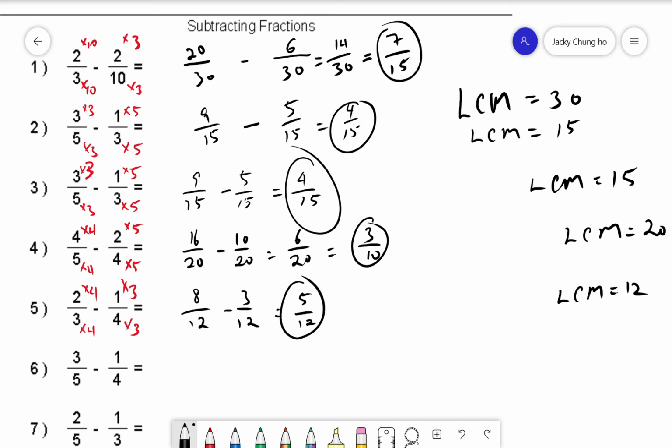Number 6, I have 3 over 5 minus 1/4, so the LCM will be 20. That means 5 has to multiply by 4, 4 has to multiply by 5, so 12 over 20 minus 5 over 20, which will get you to 7 over 20.